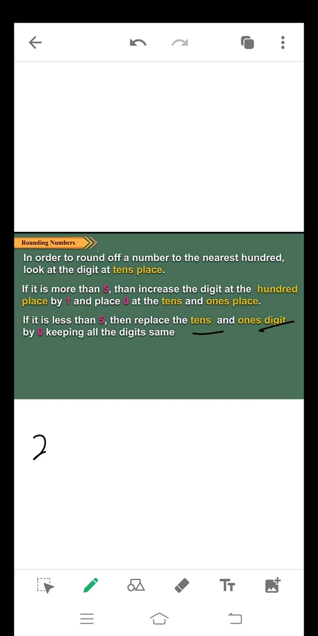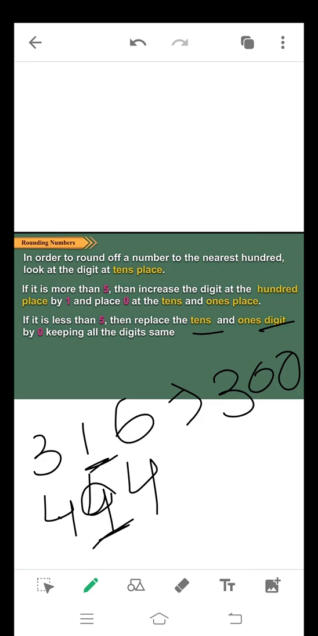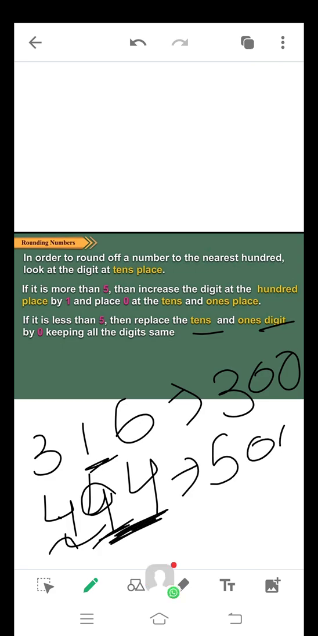See example, 316. Now 1 is in tens place and it is less than 5, so it is 300. Now see example, 494. Here 9 is in tens place and it is greater than 5, so we will add 1 to the hundreds place, it is 5, and replace ones and tens digit by 0, so it becomes 500.